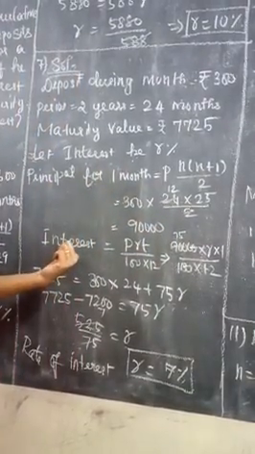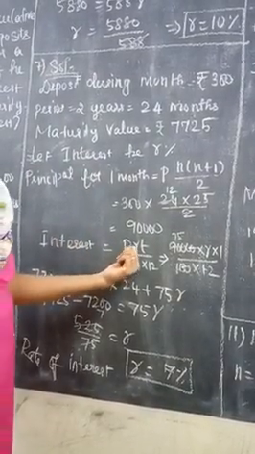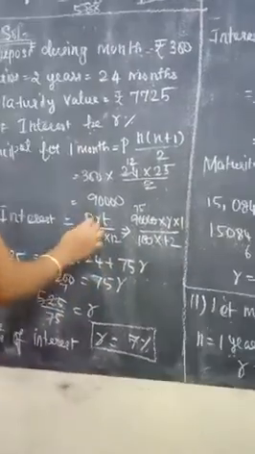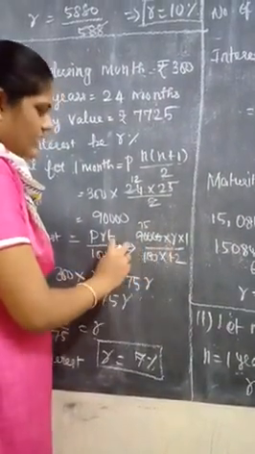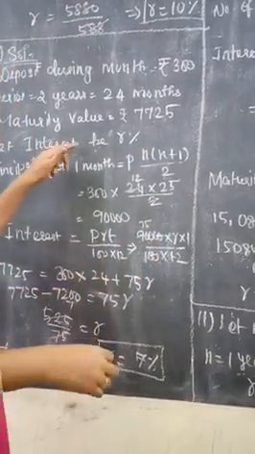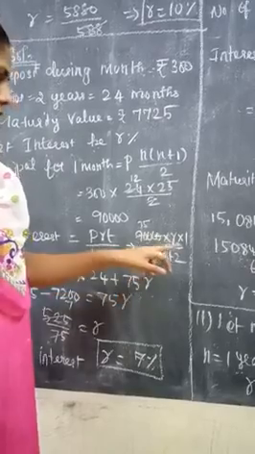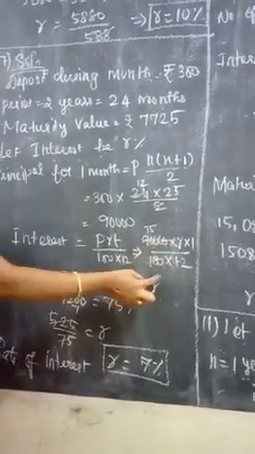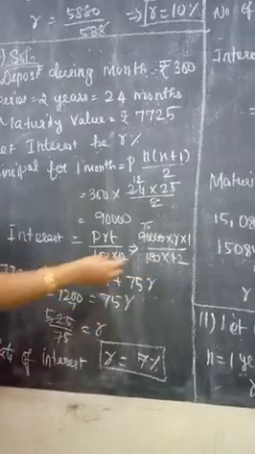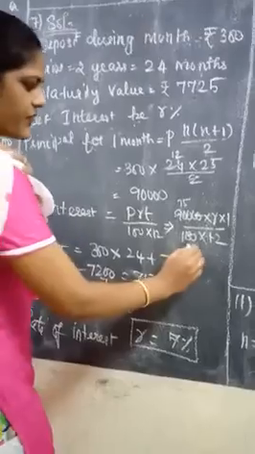Next, interest. What is interest? PRT divided by 100 into 12. So listen, what is the principal value? 90,000, and R we need to find here. Listen, here they mentioned 2 years but we need to find it year by year. So instead of T, use 1. So 1 divided by 100 into 12. Next, do the simplification, you will be getting the answer 75 R.